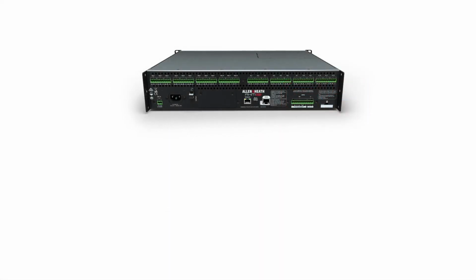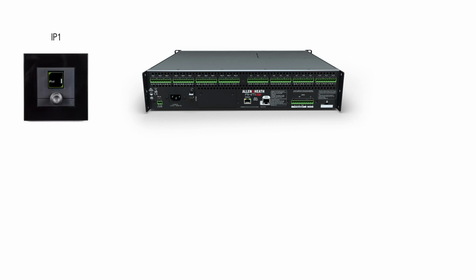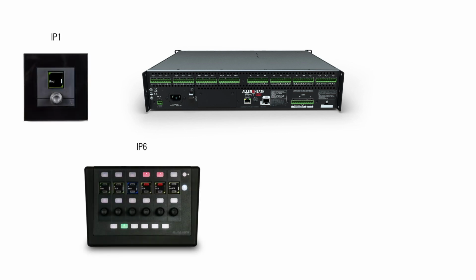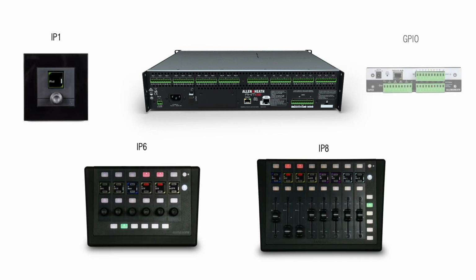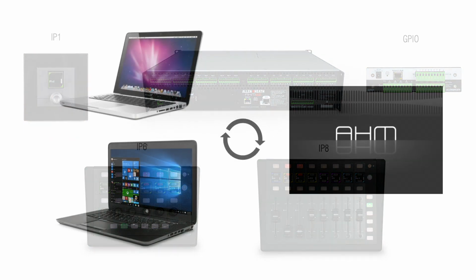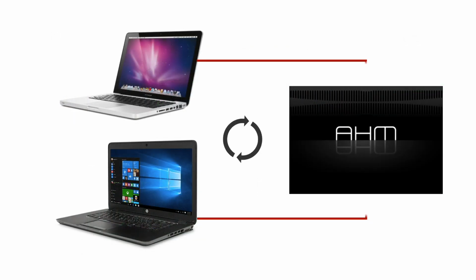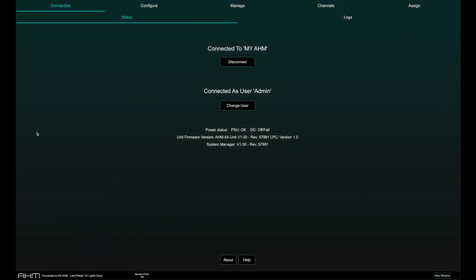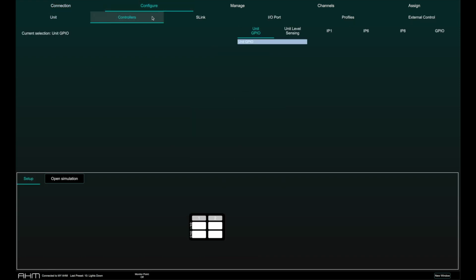A wide variety of controllers can be connected to AHM to allow external control of parameters. Onboard GPIO, IP controllers, internal level sensing, and additional external GPIO can all be configured within AHM System Manager. Open the Configure page and Controllers tab.